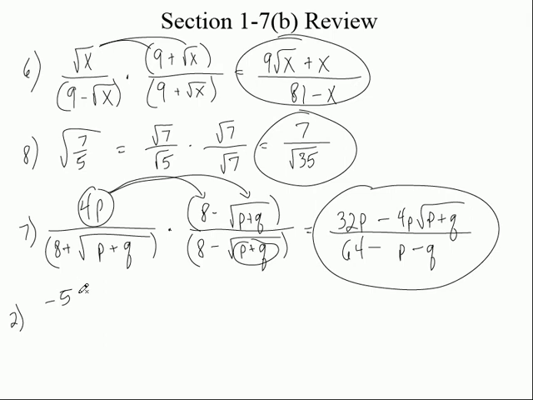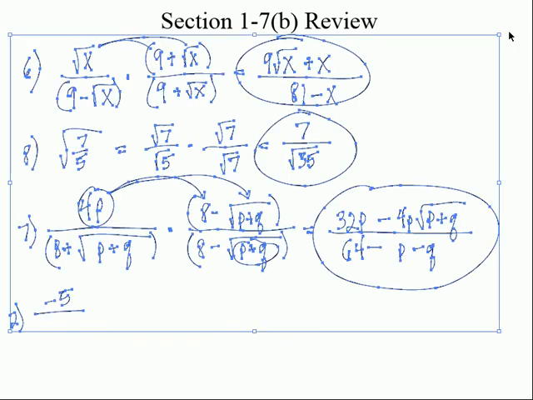So it's negative 5. Tell you what. Let's start at the top because this might take a little bit more room. Number 2. Negative 5 over cube root of 3 plus 32 over cube root of 24 minus 1 over cube root of 81.